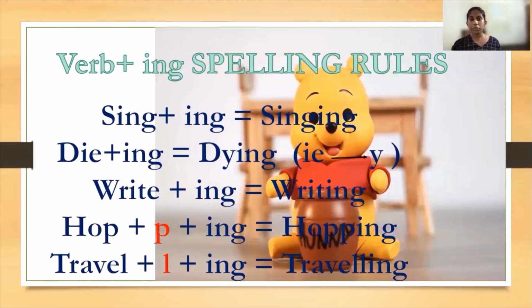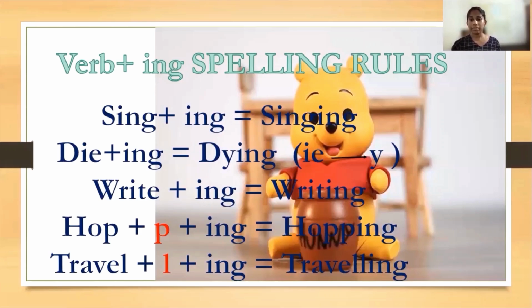Okay, if the verb is write, then also we cannot add ing directly. Instead of that, we should remove the last letter of the word write. The last letter is E. We should remove that and then we can add ing. So the spelling of the word writing is W-R-I-T-I-N-G.